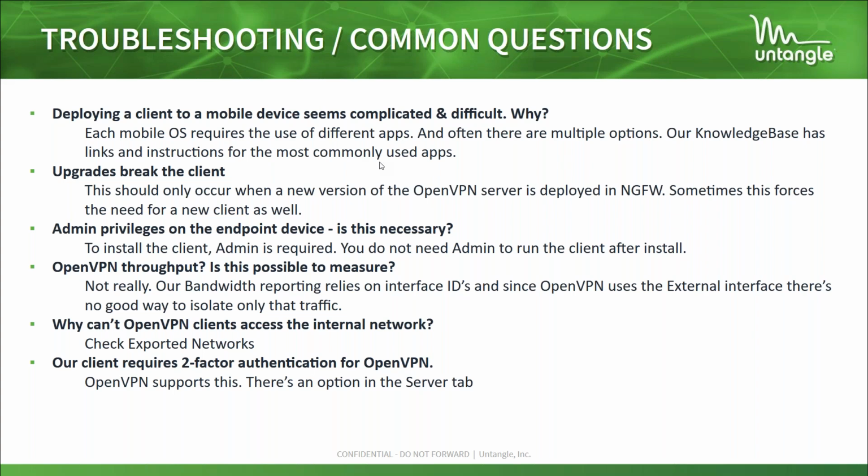Unfortunately, there's not an easy way to mitigate that change. So the only option we can do at that point is redeploy those clients with the new certificates. But again, this shouldn't happen often, and it should only happen when and if we have to push a major change to the version of OpenVPN on the Untangle itself.